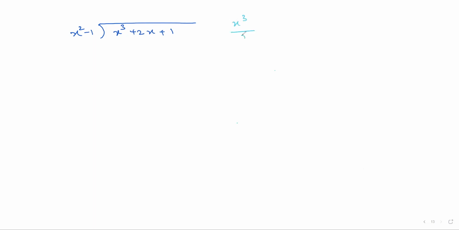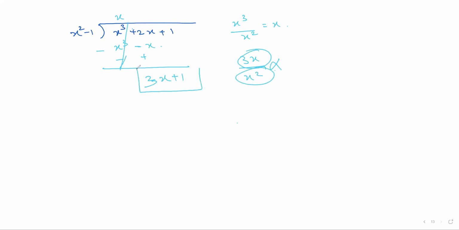First value, x cubed divided by x squared, you'll get x multiplied by this, x cubed minus x, subtraction, 3x plus 1. Now, 3x divided by x squared. Observe, here this is not possible because degree of numerator is smaller than degree of denominator. That means this is your remainder by default.